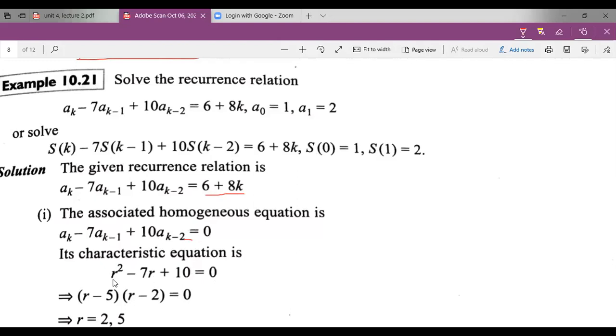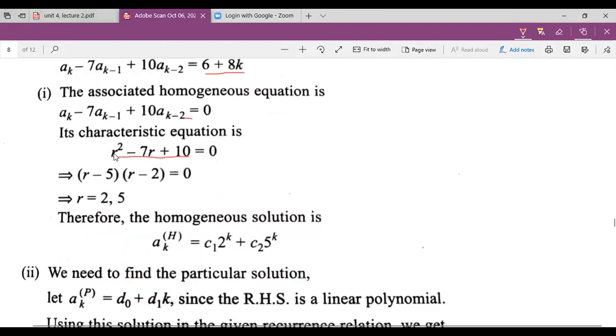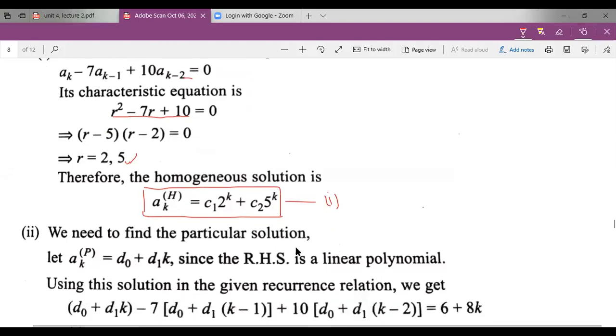So we have to find the roots of this equation. So the roots are (r minus 5)(r minus 2) is equal to 0, r is equal to 2, 5. These are real and distinct roots. The homogeneous solution is AK of h is equal to C1 2 power k plus C2 5 power k. This is the homogeneous solution for the given recurrence relation. After that, we have to find the particular solution of the given non-homogeneous equation.